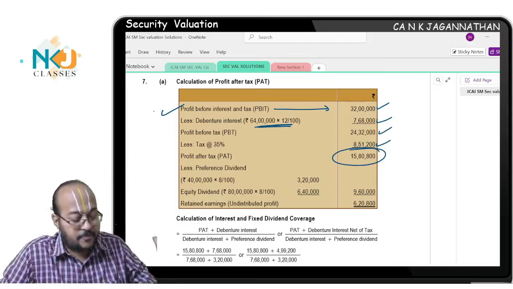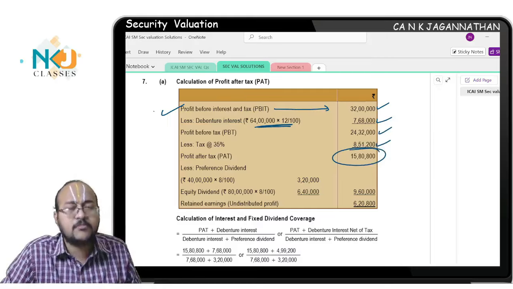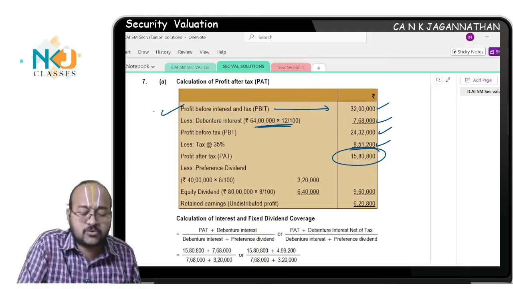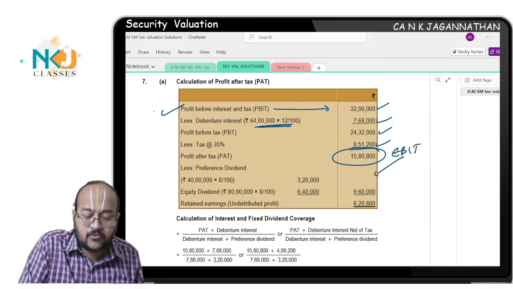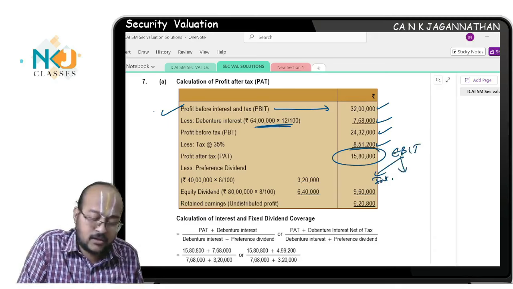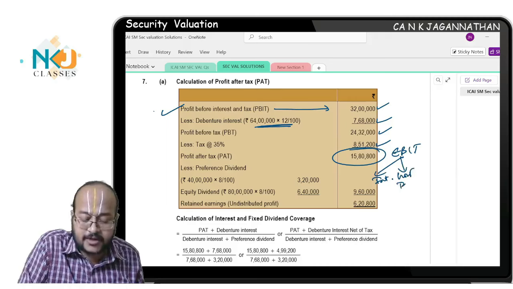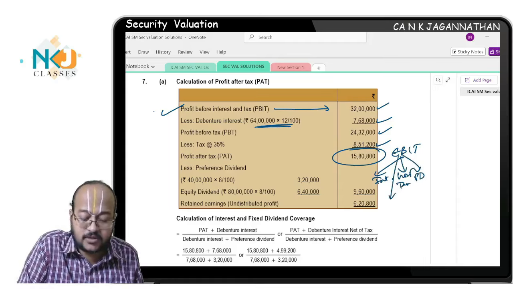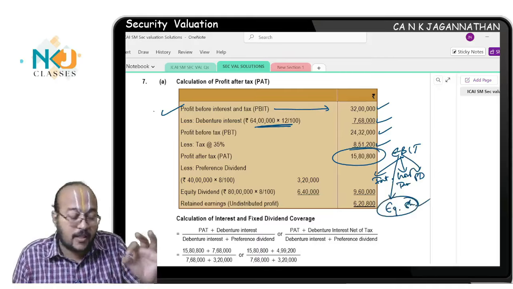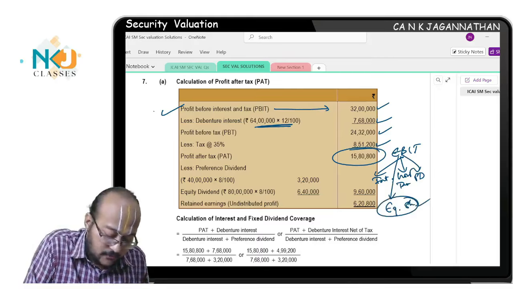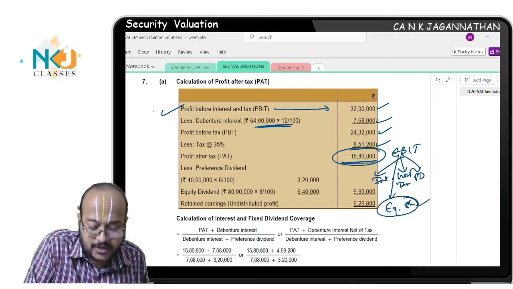Now from the EBIT, see, EBIT belongs to many parties. First is interest; debt holders will take interest. Then the government will come and take the tax portion. Then you have preference dividend; preference shareholders will take the preference dividend. Finally, equity shareholders will take the equity dividend. Correct? Now till PAT you arrive at PAT of 15,80,000.